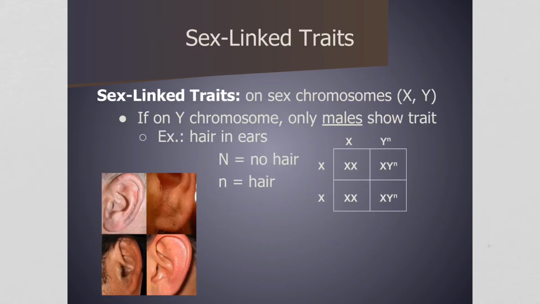All right, we'll get started with sex-linked traits. And the sex-linked trait that's an example here is having hair in the ears. Only males have hair in the ears. Now remember, females are XX and males are XY. Only males show the trait of hair in the ears because the hair in the ears gene is on the Y chromosome. That also means that if you're a guy and your dad has hair in his ears or on his ears, you're going to have hair on your ears because that's the only possible Y chromosome that can be in the mix.